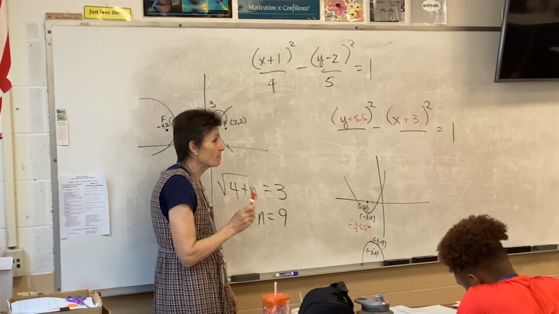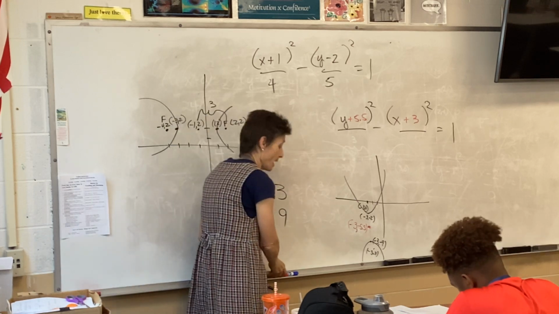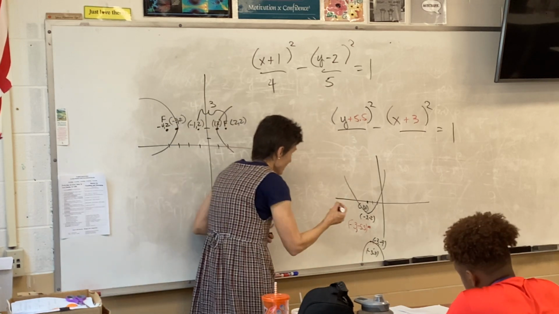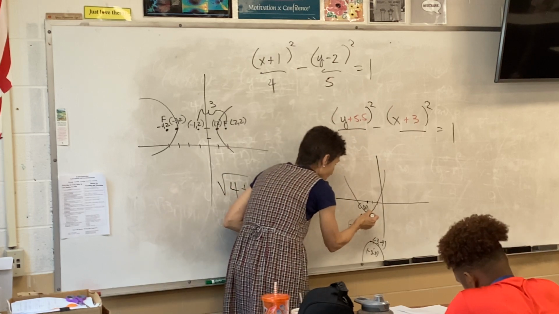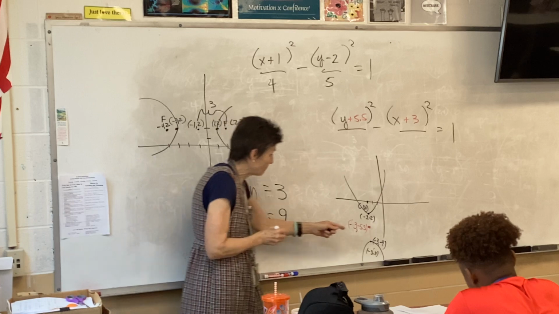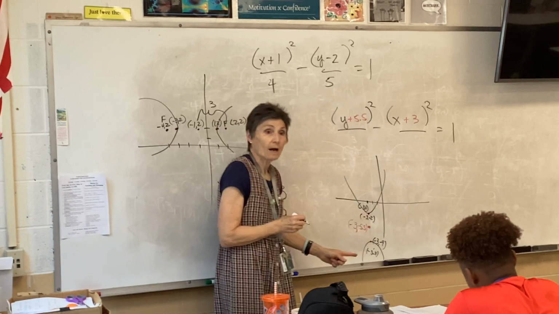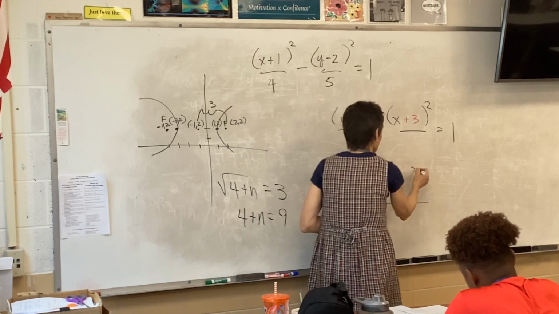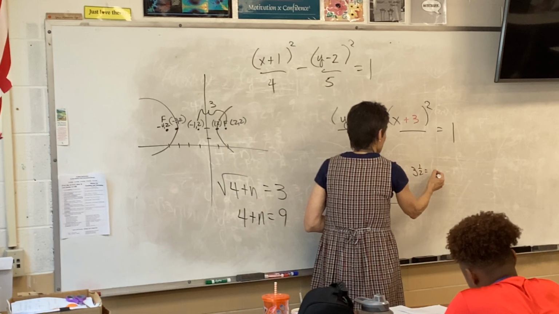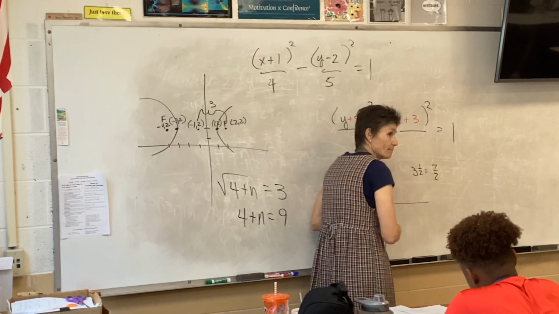Now, we are not going to panic. We are not going to panic. Here's my center. How far up did I go? Give me a decimal. 3.5. 3.5 is 7 halves.